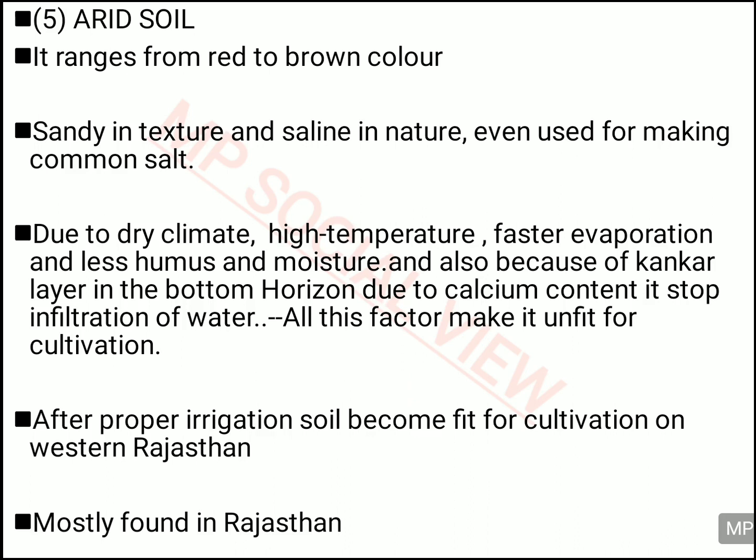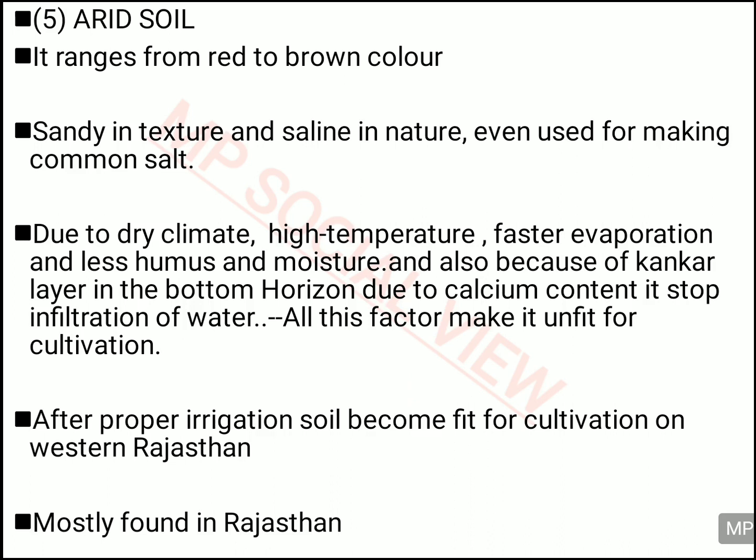And the area where it is found has a dry climate and high temperature, and evaporation is very fast in those areas. It has less humus content in that area, and the moisture is also very less. It has kankar particles in that area which stop the filtration of water downwards. When the kankar particles are there in the lower layer, it stops the filtration of water when it rains, and the water cannot be held inside that soil because of these kankar particles. It stops the filtration of water under the soil.